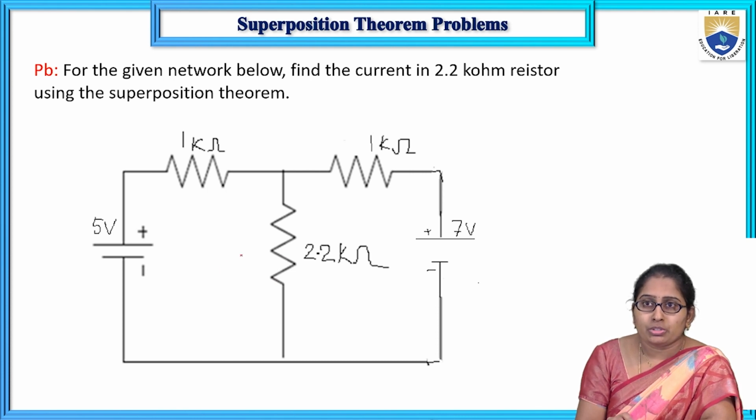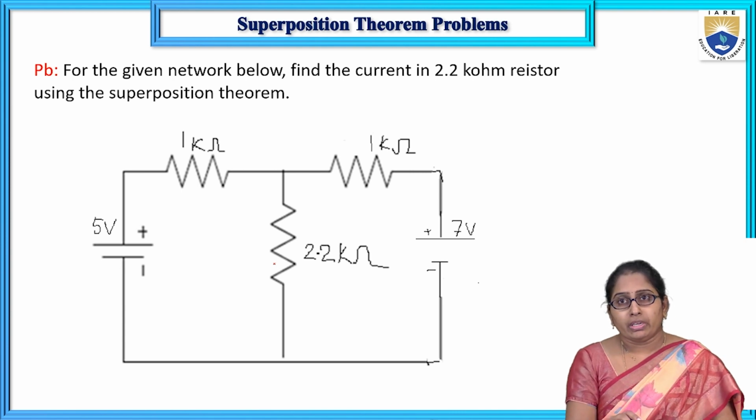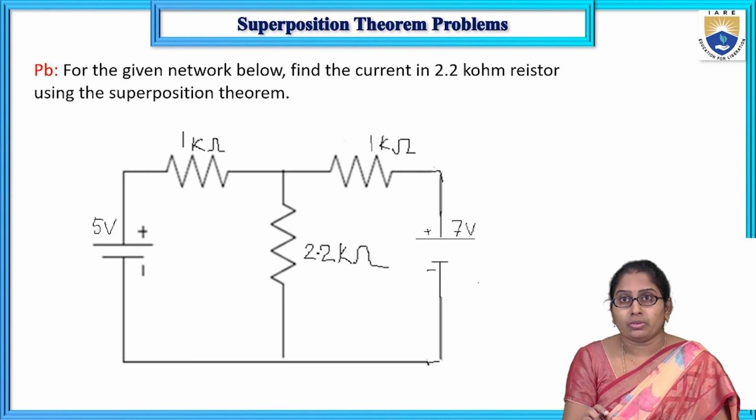Then the sum of these two currents, when individual sources are in operation, should be equal to the current in the 2.2 kilo ohm resistor when all sources are in operation. So that is how we are going to verify the superposition theorem for the given circuit.